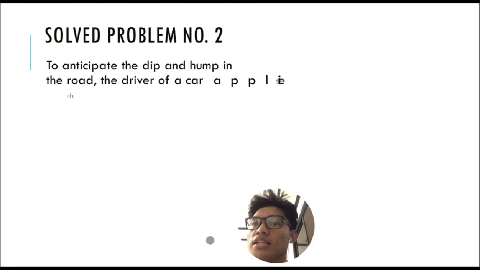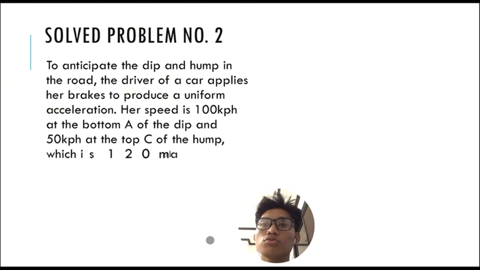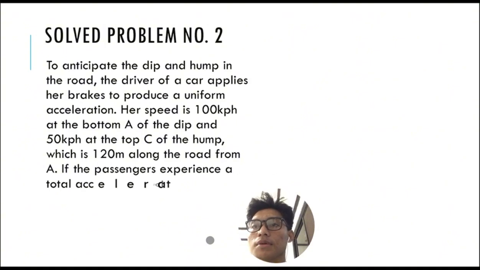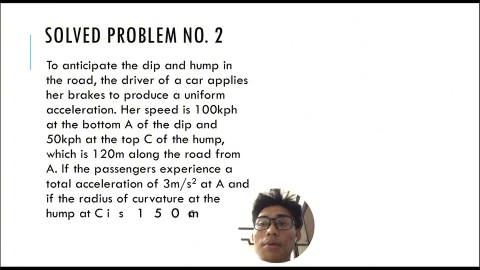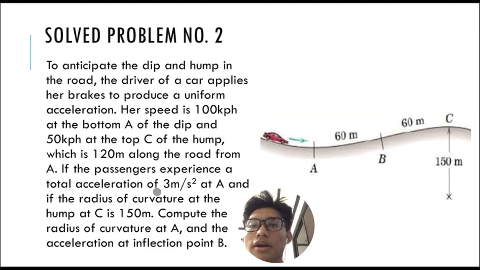To anticipate the dip and hump in the road, the driver of the car applies her brakes to produce a uniform acceleration. Her speed is 100 kph, or kilometer per hour, at the bottom A of the dip and 50 km per hour at the top C of the hump, which is 120 meters along the road from A. If the passengers experience a total acceleration of 3 meters per second squared at A, and the radius of curvature at the hump C is 150 meters, compute the radius of curvature at A and the acceleration at inflection point B.